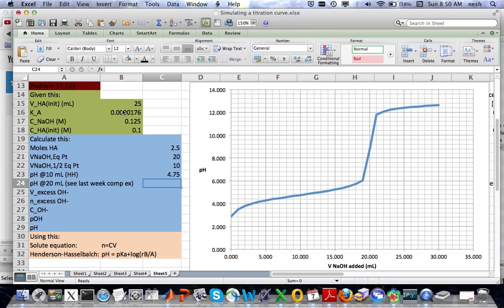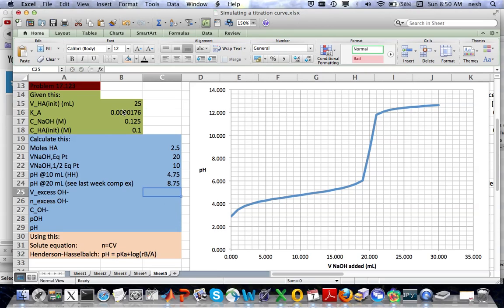How are we doing here? The pH at 20 mL. I'm not going to go through that in detail because it's a problem just like you did last week in the computational exam, where you calculated the pH at the equivalence point. The number I get there is 8.75. I'll just enter that there.